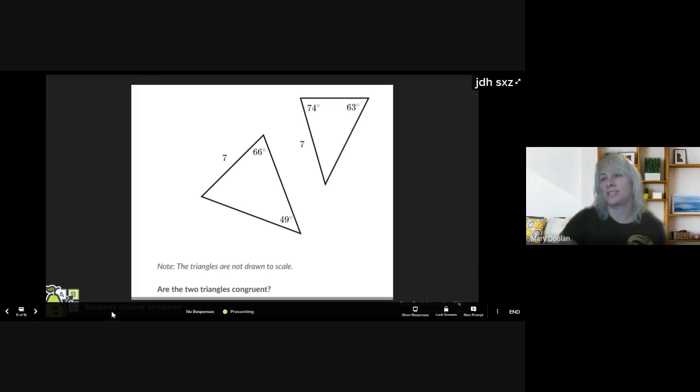We're going to go through these last slides a little quicker because we are really close to being out of time. So I'll give you 30 seconds to respond to this one. Are these two triangles congruent?